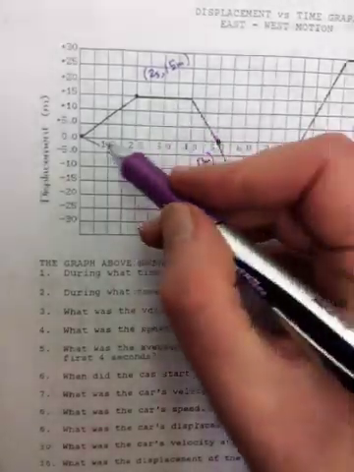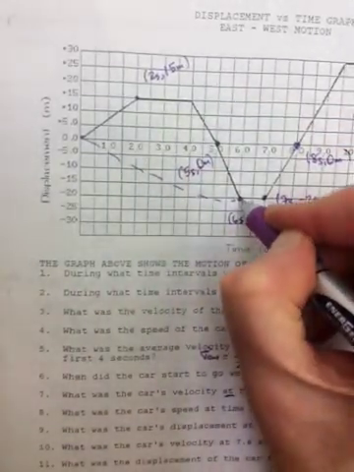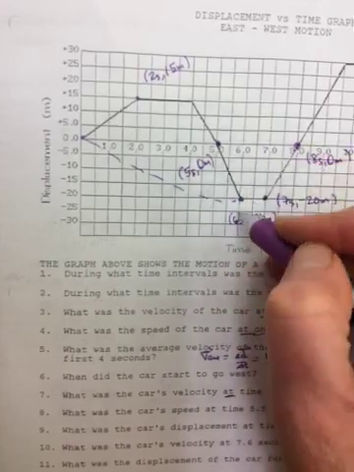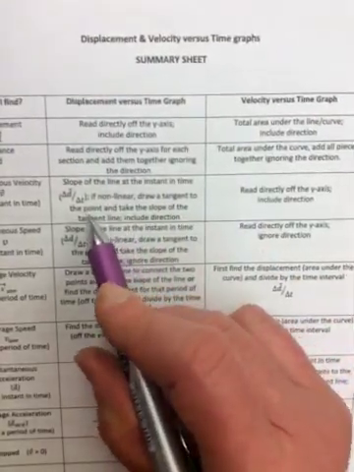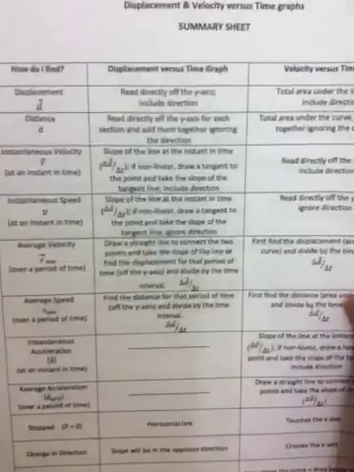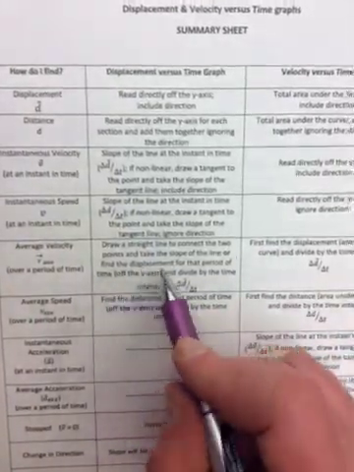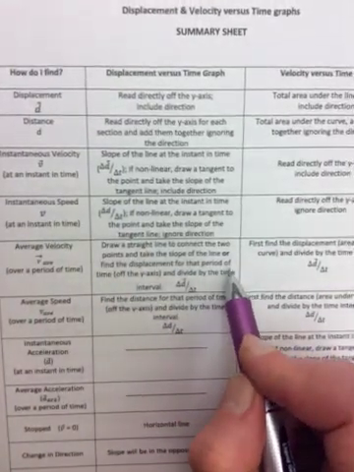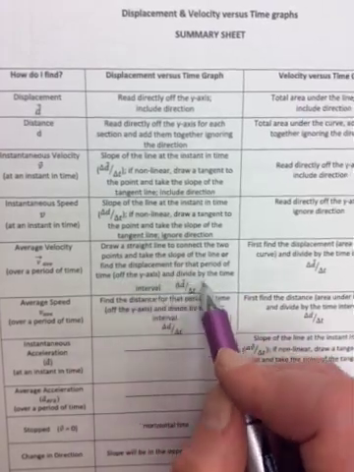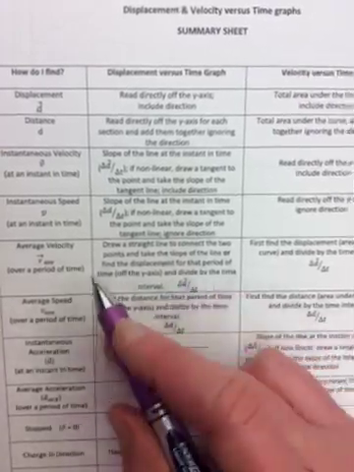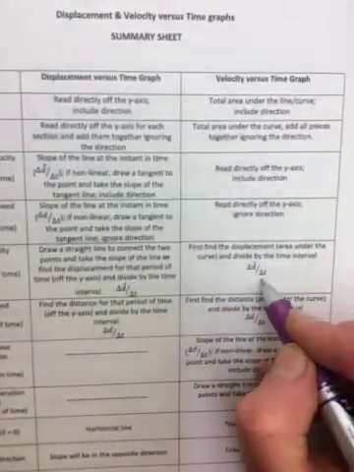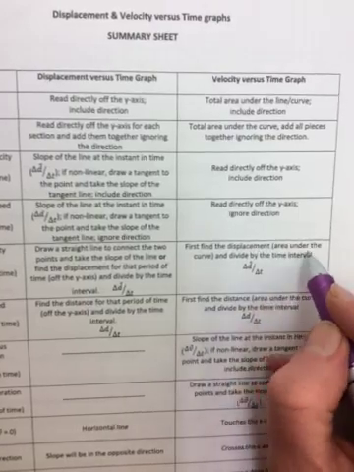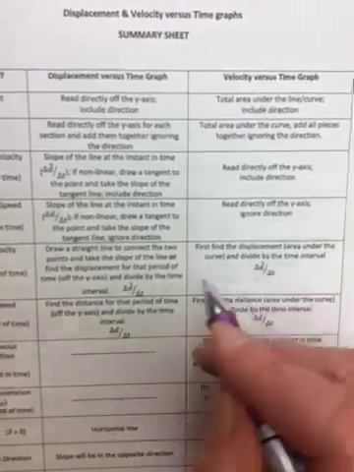But usually what we do instead is we take the displacement, which is negative 20 meters, and we divide by the time. So in the chart, it's really this second part: find the displacement over that period of time from the y-axis and divide by the time. If you want to find average velocity on a velocity versus time graph, it's the same equation. It's just that this time to get the displacement, you have to find the area under the curve.